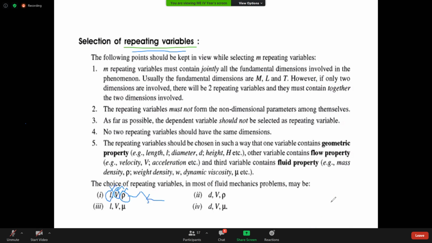First step is you have to find out the number of pi terms. Second step is you need to select the repeating variables, which variables are repeated, and the remaining variables will not repeat. These two things are very important, and then we go for the pi terms. Suppose the number of pi terms is two, pi 1 and pi 2. There are two pi terms, so these to the power of some constant, these to the power of some constant.